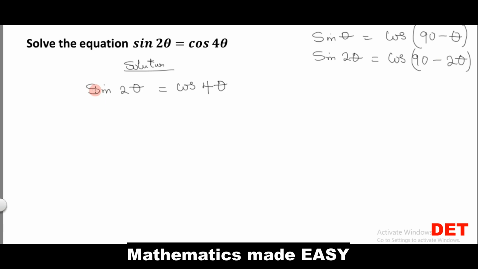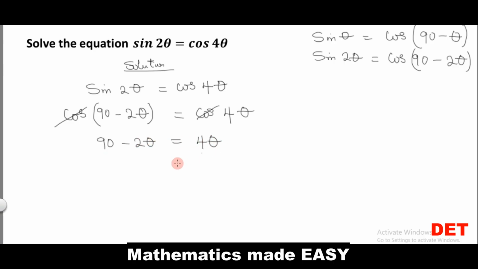So instead of writing sine 2 theta here, I'm going to write cos 90 minus 2 theta. So that will be cos (90 minus 2 theta) is equal to cos 4 theta. Alright? So that my cos will cancel out my cos. So what I now have is 90 minus 2 theta is equal to 4 theta.